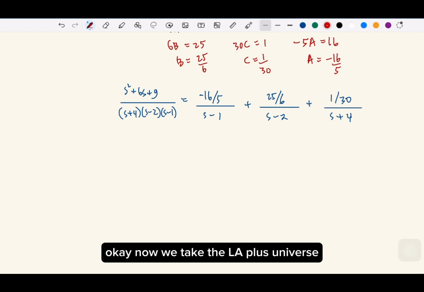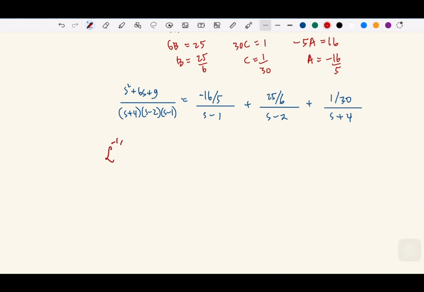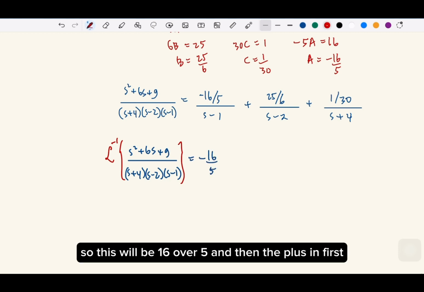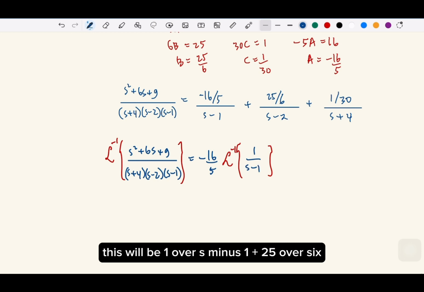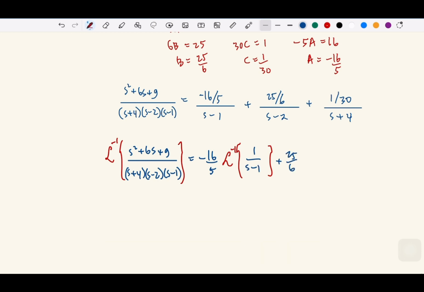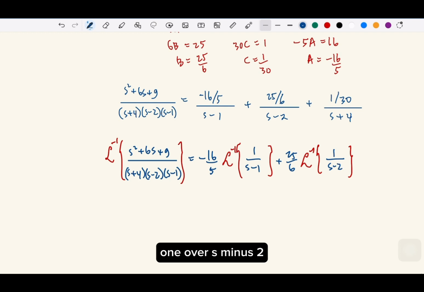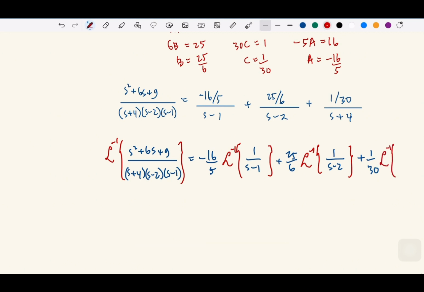Okay, now we take the Laplace inverse. So this will be 16 over 5, and then Laplace inverse of 1 over s minus 1, plus 25 over 6 times Laplace inverse of 1 over s minus 2, and plus another Laplace inverse of 1 over s plus 4.